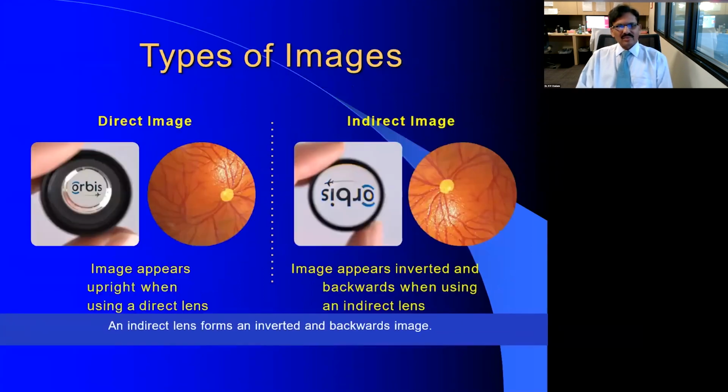So, the types of images: you can get a direct image depending on what you're using, or you can get an indirect image. And the indirect image is what we get the majority of the time. With the direct image, you see the disc and the macula the way it is. With the indirect image, you have to compute mentally and reverse it backwards for you to administer whatever treatment modalities one may plan.